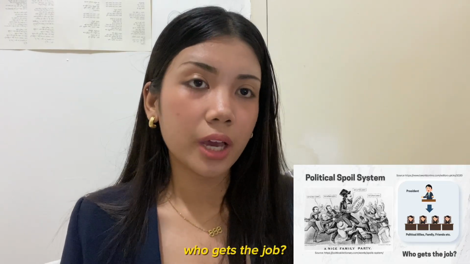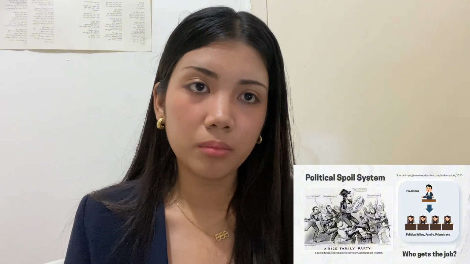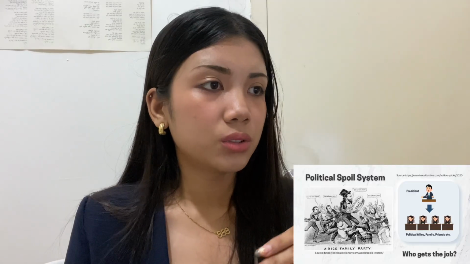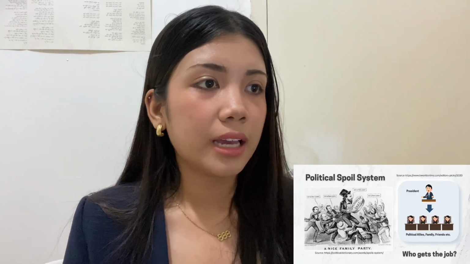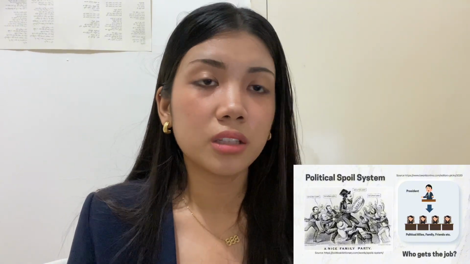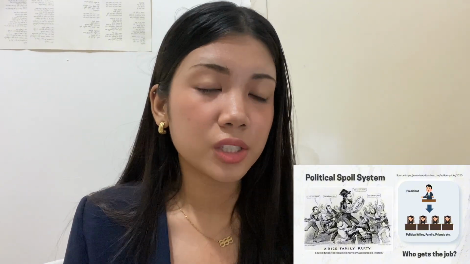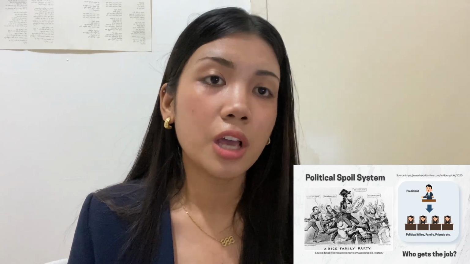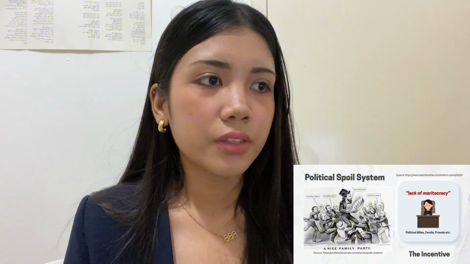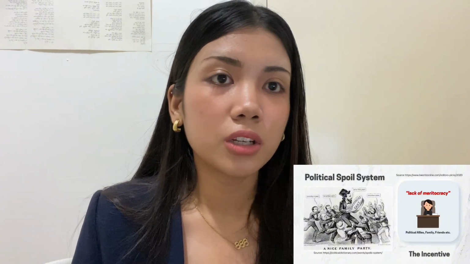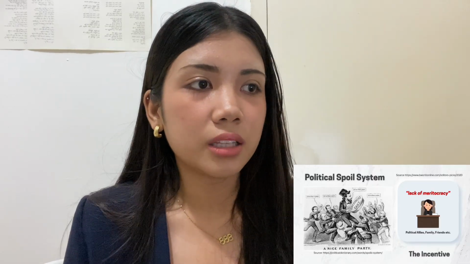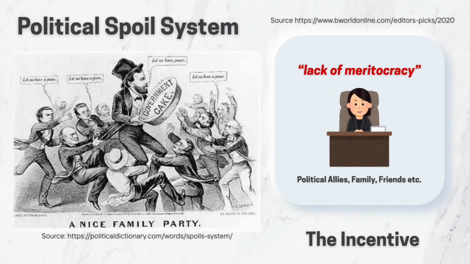Now, we can ask who gets the job in a political spoils system. According to the article, bureaucratic positions, even down to the assistant director level, are said to be highly politicized. This means that the incoming president often appoints their political allies, friends, supporters, even families or cronies instead of the most qualified experts. Now, the incentive to this is that the political supporters demand their share of bureaucratic spoils, and this practice leads to the lack of meritocracy.